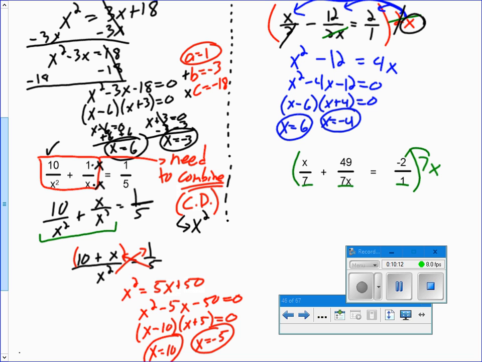Which means as I multiply, different things are going to cancel out on each term by cross cancellation, whatever factors are in common. So on the first term, I have just the 7 cancels out. I still have the x. So that leaves me with the x squared from that first term. On the second term, the whole 7x cancels out, and I'm left with just 49. And on the last term, I have 7x times negative 2, which is negative 14x.